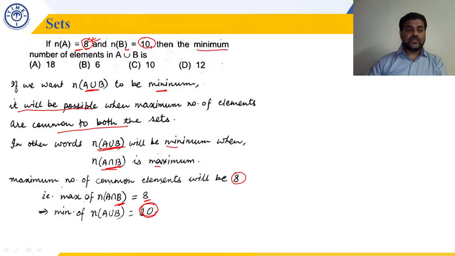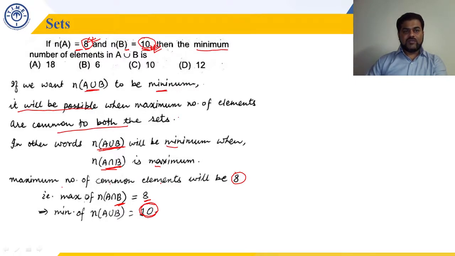The minimum number of elements in A union B will be 10, because the 8 elements are common, and out of these 10 elements there are 2 elements which are not common, but we are talking about the union of sets. So when we talk about the union of sets, we have to count all the elements which lie in only A, only B, or both. So 8 elements are common, but there are 2 elements here which are not common, so those 2 elements will also be counted. So basically the minimum number of elements in A union B is nothing but this number, 10.